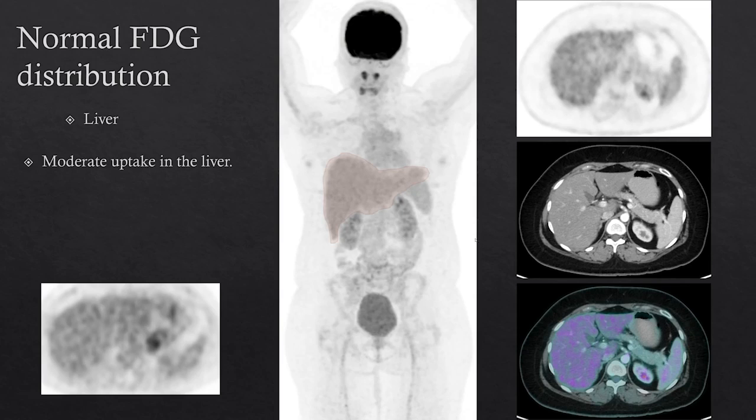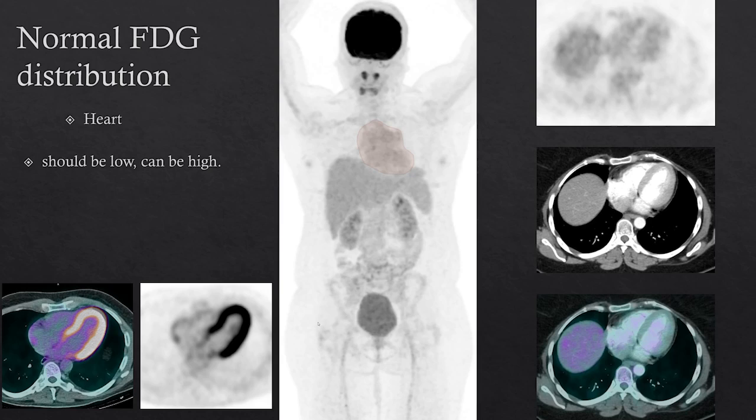Normal distribution in the liver is typically moderate. Most centers would window their PET scan to the hepatic level of activity. The uptake in the heart is typically low, as we see over here. As you can see on the fused images, not that much uptake in the walls of the ventricle. However, you can see high uptake, and this may not be significant on oncologic FDG PET imaging. In cardiac imaging, it would be a different story.